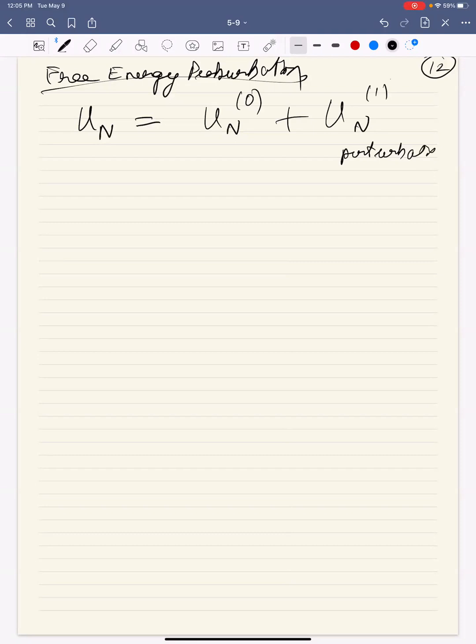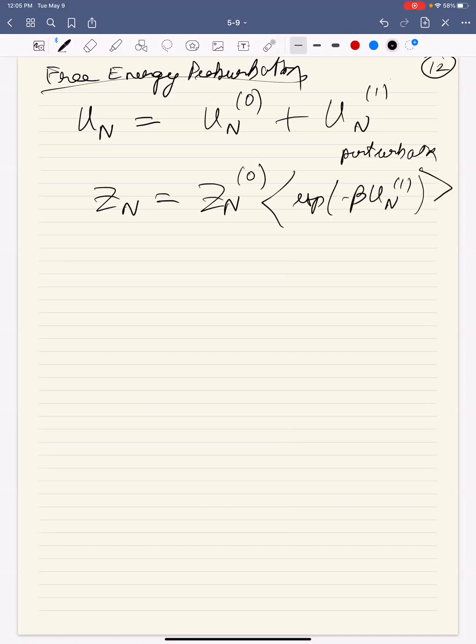And I believe many of you did the second midterm on the free energy perturbation and drug discovery paper, where the idea was that if you have an interacting system with a complicated interaction, you can map it as a sum of some reference interaction, U_N^0, plus some perturbation, U_N^1. The perturbation doesn't always have to be small. For any size of the perturbation, you can write Z_N is equal to Z_N^0 times the average of exp of minus beta U_N^1 calculated in the reference ensemble. This is an exact relation.